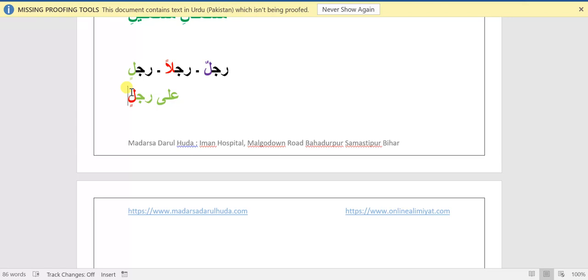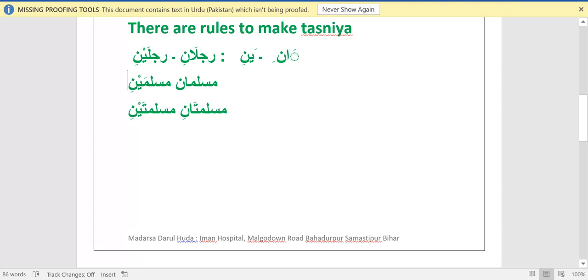Now, when we use rajulani or rajulaini as a tasniya, you will see we cannot add zamma on rajulani, or kasra, or fatha. Why can we not add them? There is already a kasra on the noon. Remember, alif noon is the sign of tasniya. Alif noon is not an i'rab. It's a sign of tasniya. If you want to make tasniya, you have to add alif noon and the noon will have a kasra on it. It's fixed.